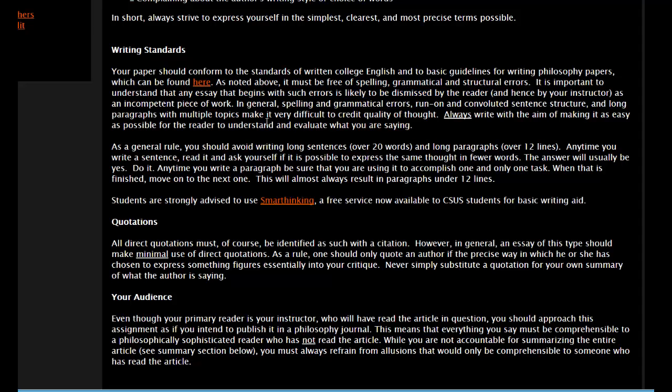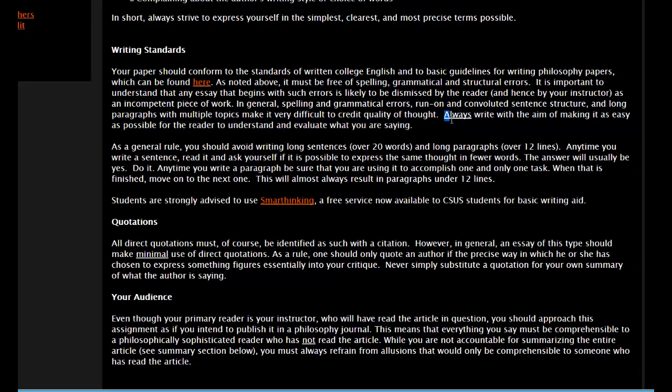So start off well, and don't begin with any sophomoric kinds of errors. Occasionally those creep in late at night or toward the end of your essay because you're hurrying to get done. But if they're going to be anywhere, they should not be in the beginning of an essay. Okay, so always, always, always write with the aim of making it as easy as possible for the reader to understand and evaluate what you're saying.